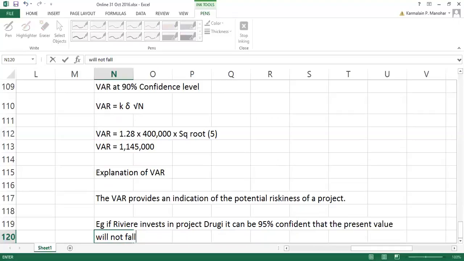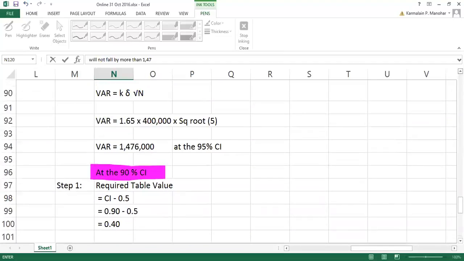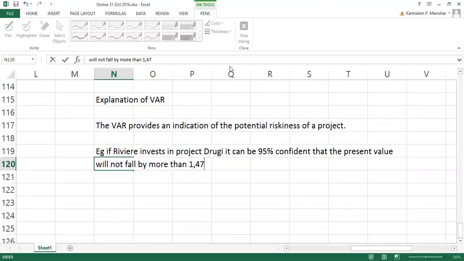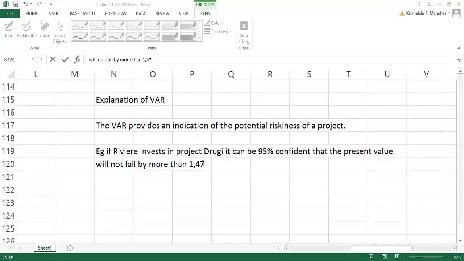fall by more than, what did we get? 1,475,000. Right, so that's the limit of the amount of loss that you expect to make. That was an amount in euros. So that's what we're looking at with the risk.